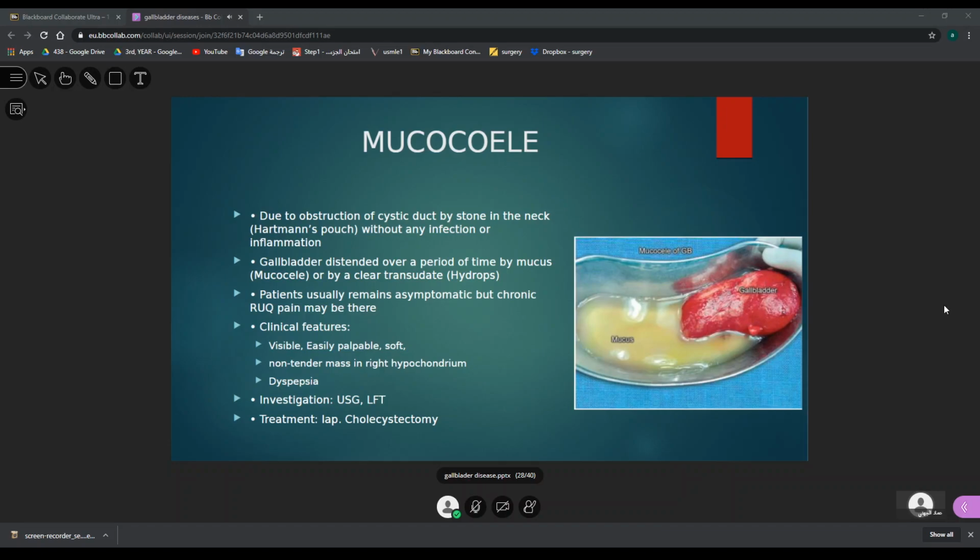Acute cholangitis is caused by bacterial infection of the bile duct secondary to CBD stone.